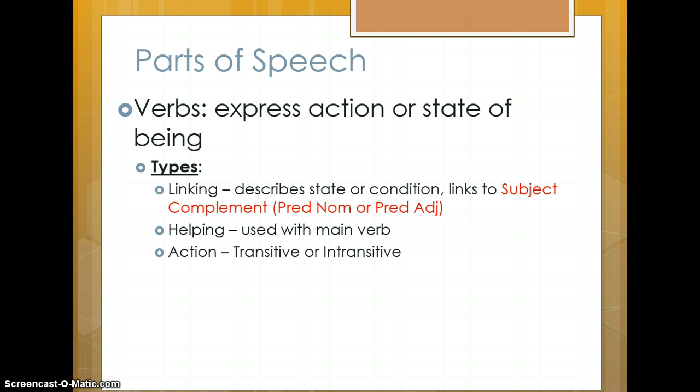Helping verbs are ones that are used with a main verb. So for example, if I used the phrase has given, that has would be the helping verb. And finally, we have action verbs. Action verbs are obviously the verbs that express action, but the difficulty with them is knowing whether it's transitive or intransitive.